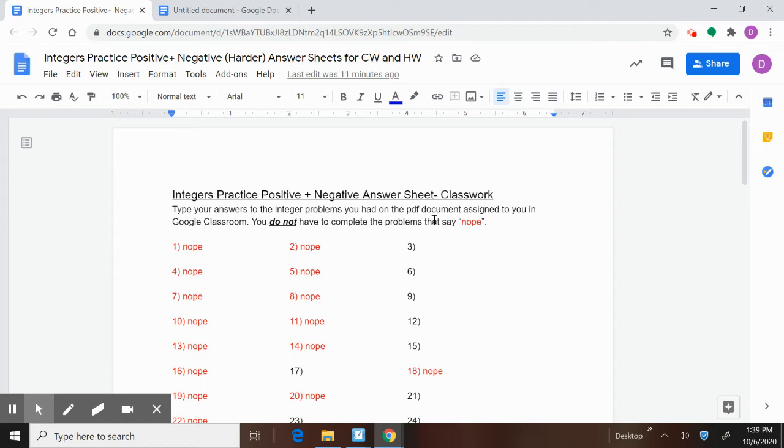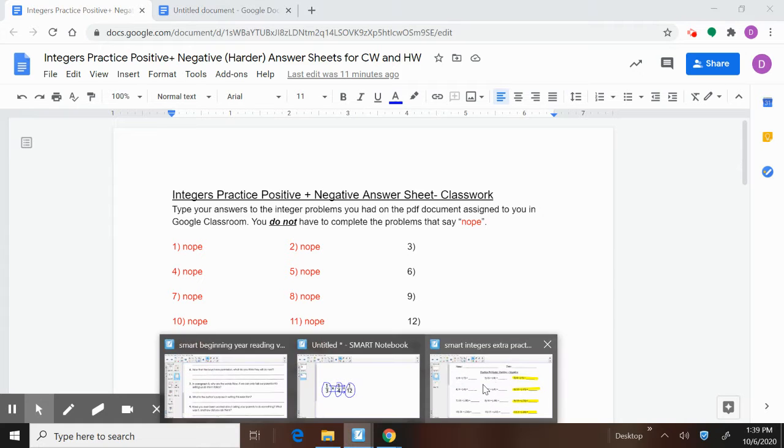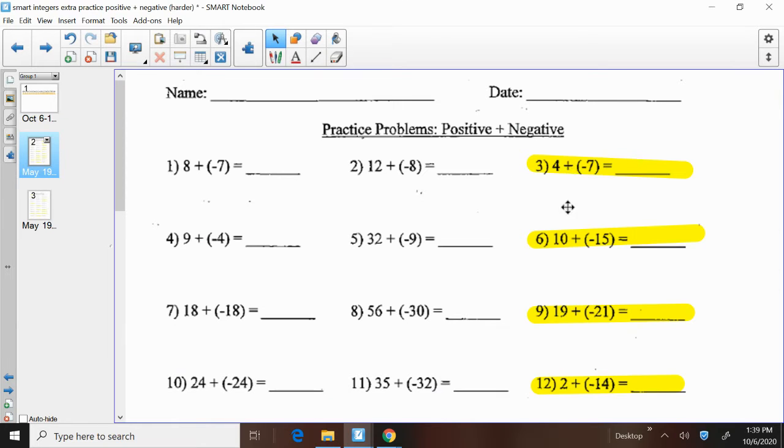You do not have to complete the problems that say nope. So don't do those. We already did them. And you wouldn't be able to anyway because there's no spot for you to put your answer. There's only spots for you to put your answer here. So with that being said, I think I want to go through these first 4, and I'm going to show you how on these first 2, and actually even this one we can use the number line, but this one we wouldn't be able to.